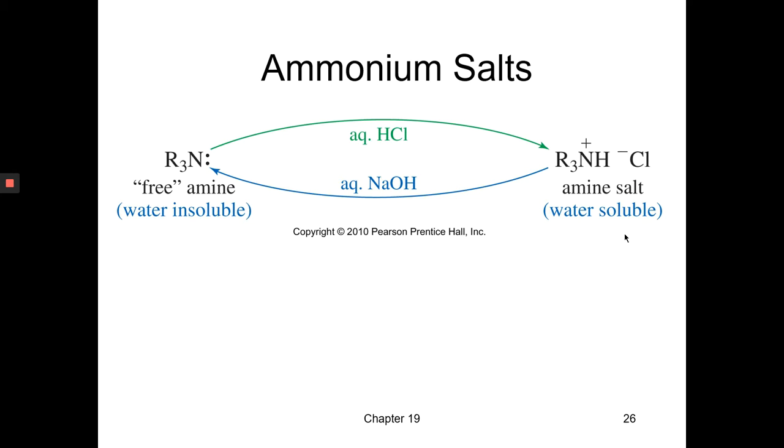All right, ammonium salts are formed when amines react with acids such as HCl. This changes some of the properties. For example, large amines are typically water insoluble. But when we make the amine salt, since it's now ionic, it's water soluble. This reaction is reversible. We can convert the amine salt back into the free amine using sodium hydroxide.